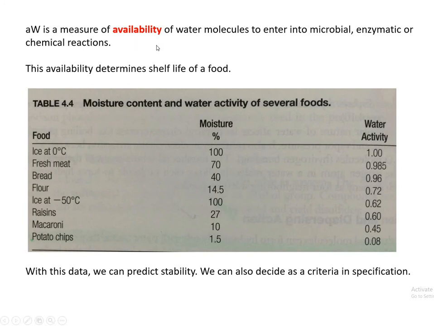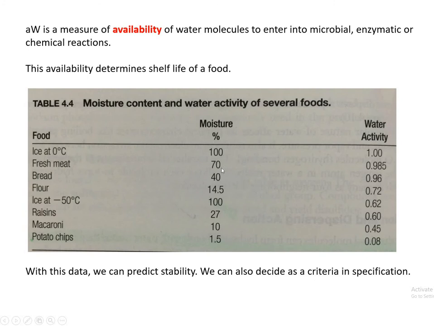So AW is also a measure of availability of water molecules to enter into microbial, enzymatic, or chemical reactions. So the higher the AW, the more available water molecules to react and to let microbes live. It's like some kind of energy status of the water in the system. Like the name, water activity, how active is the water. So this availability determines the shelf life of a food.